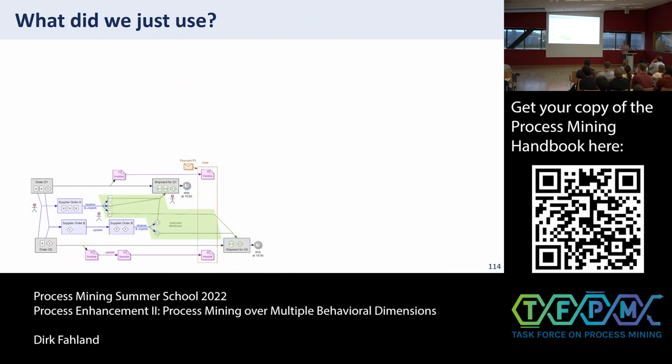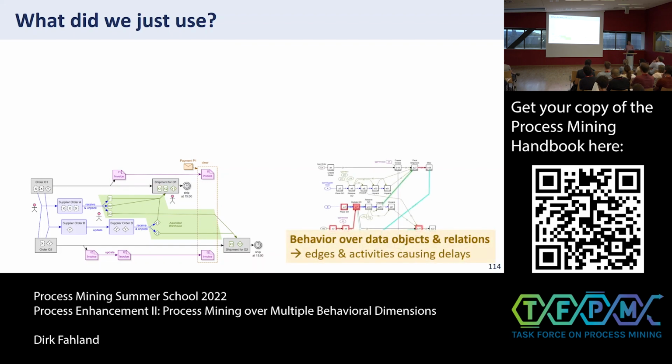So, let's wrap it all up. What did we just use? We looked at a process, like this order process. And it's constructed to kind of contain lots of things. It's a bit over-engineered, but it has many elements of real-life processes in there. We used event knowledge graphs to model the behavior over data, objects, and relations. Object-centric process mining. But the nice thing about these graphs is we can analyze edges and the activities that are causing delays, synchronization, batching, all kinds of interesting features.